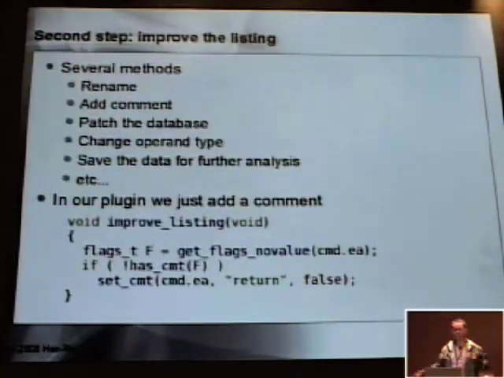Improving the listing, there are many different ways of doing it. You can rename things, add comments, patch the database, change the operand type. Depending on the situation, you choose whatever you want. In our case, we will just add a small comment saying that it's a return instruction. So what we do, we check that the flags specify that there are no comments attached to the current address, and if this is not the case, we will add the return comment.